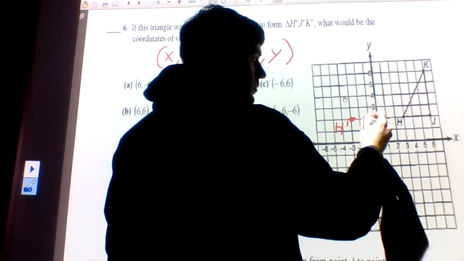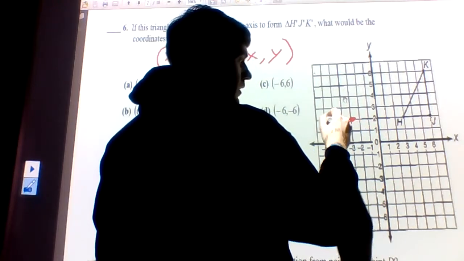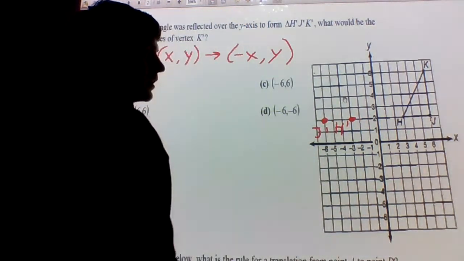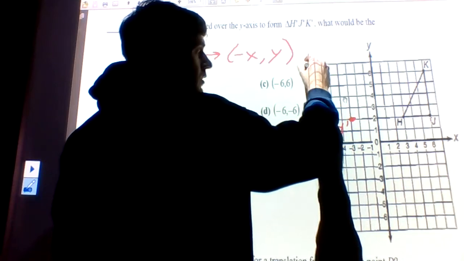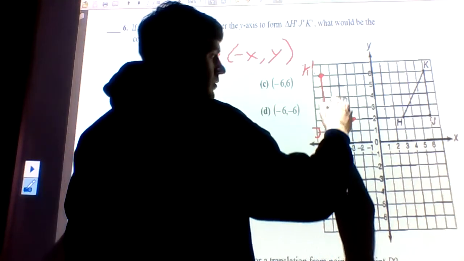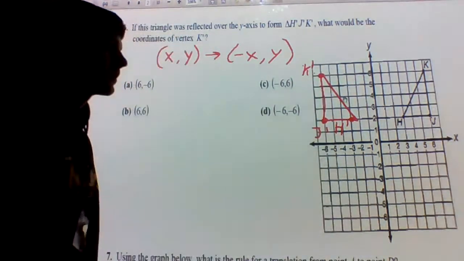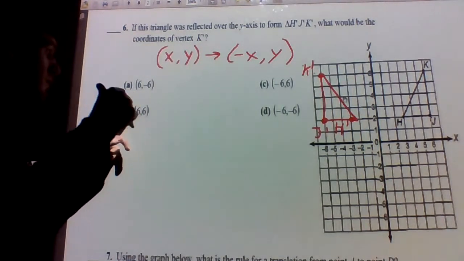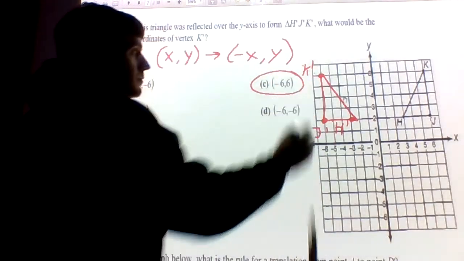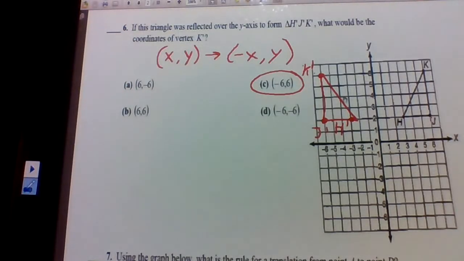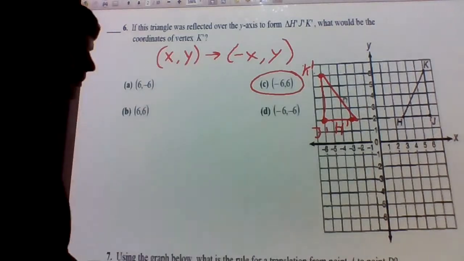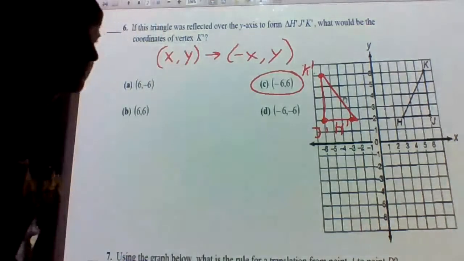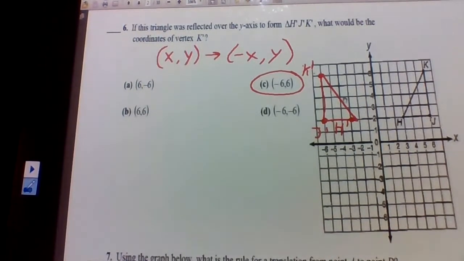6 to the right, so we need to go 6 to the left, that's J prime. K also is 6 to the right, so we need to go 6 to the left. And coordinates of K prime are going to be -6, 6. See, reflecting over the y-axis, which is your vertical axis, 6, 6 becomes -6, 6.